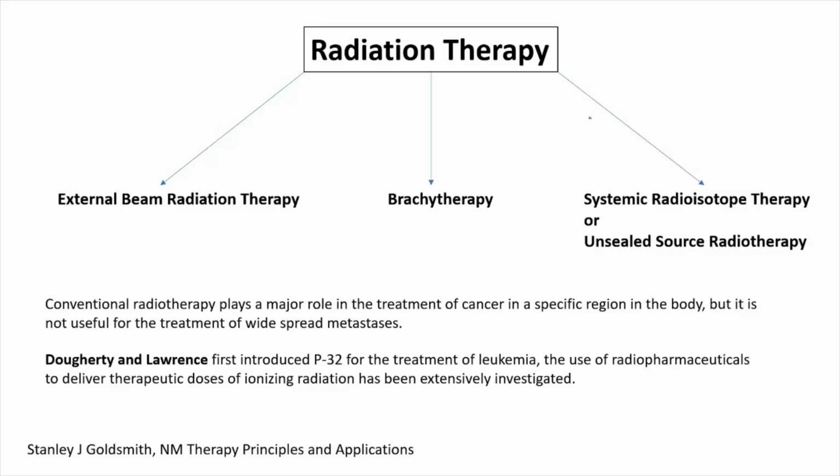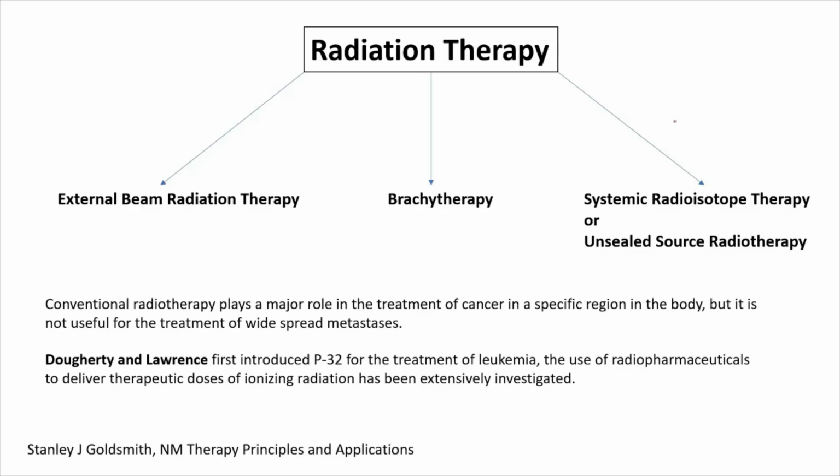Radiation therapy as a whole is the medical use of ionizing radiation, generally as a part of treating cancer to control the malignant cells. We can broadly classify radiation therapy into three main subdivisions: external beam radiation therapy, brachytherapy, and systemic radioisotope therapy or unsealed source radiotherapy.